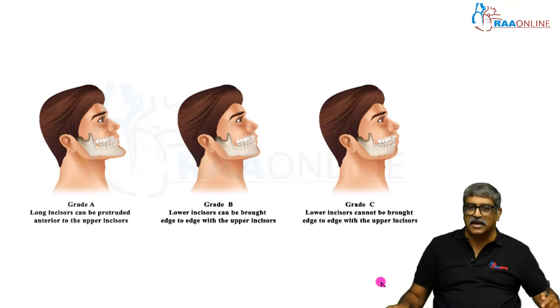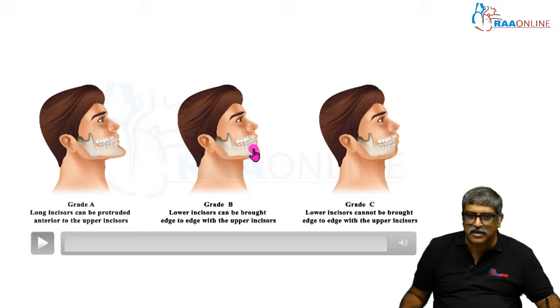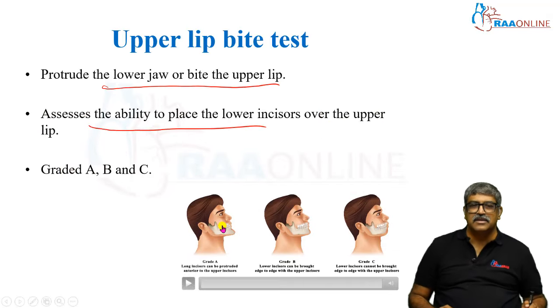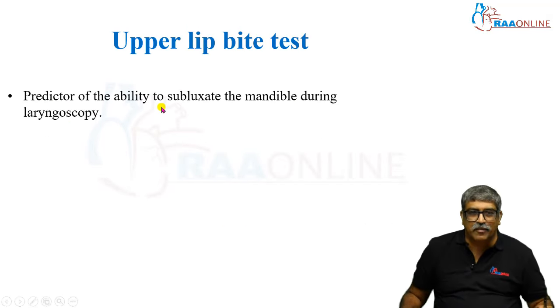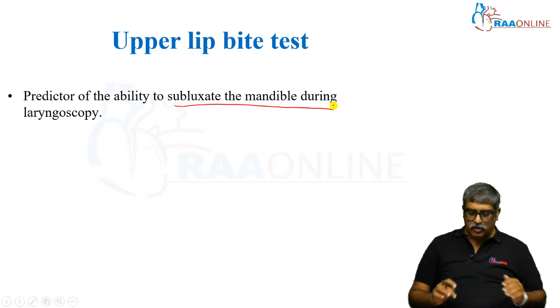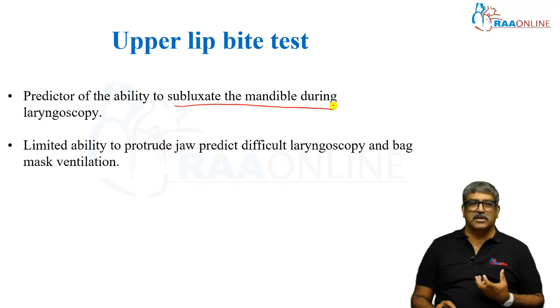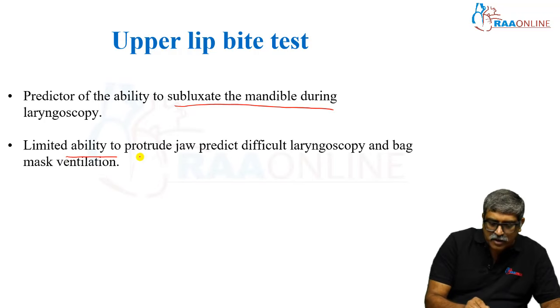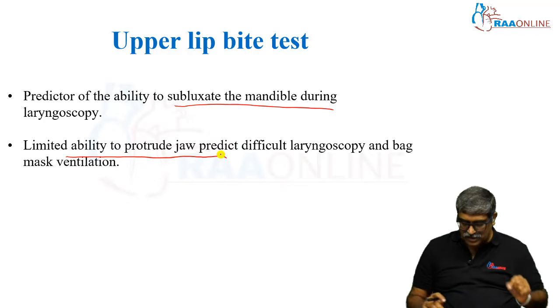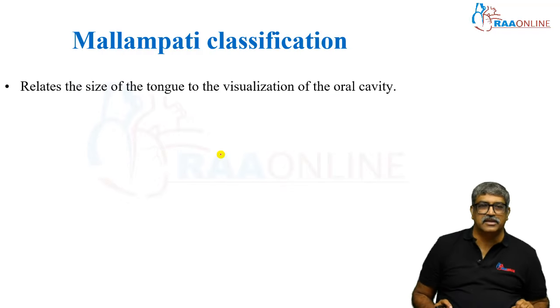Here, the upper incisor is anterior to the lower incisor. Here, they meet each other. Upper and the lower incisor meet each other. Here, the lower incisor can be protruded anteriorly to the upper incisor. That is grade A, B and C. It predicts the ability to subluxate the mandible during laryngoscopy. This is called the jaw protrusion test also. Limited ability to protrude the jaw predicts difficult laryngoscopy as well as difficult bag mask ventilation.